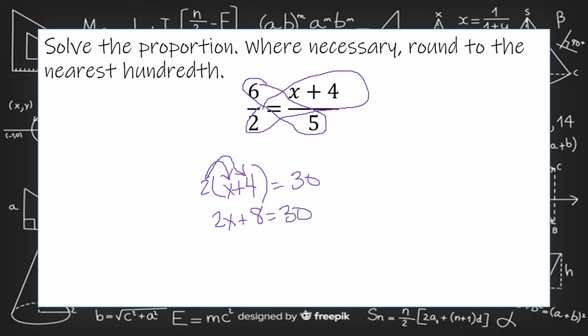Now, that 8 is being added. I need to get rid of it, so I'm going to subtract 8 from the left. If I do it to the left, I have to do it to the right. That forms a 0 pair on the left, and I'm just left with 2x. 30 minus 8 is 22. Then I have the 2 that's being multiplied by the x, so I'm going to undo that. The opposite of multiply is divide. So I divide both sides by 2, and I'm left with x equals 11.